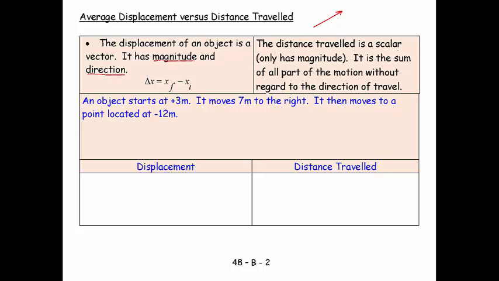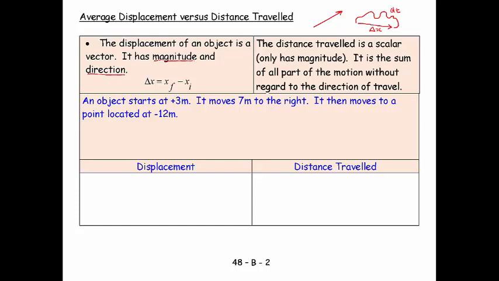The distance traveled, on the other hand, is a scalar. It only has magnitude. It is the sum of all parts of the motion without regard for the direction of travel. So if I go on a journey, then the distance traveled is a certain path length, whereas the vector would be the distance directly from the beginning to the end. So this is what I would call my displacement, and this is what I would call my distance traveled.